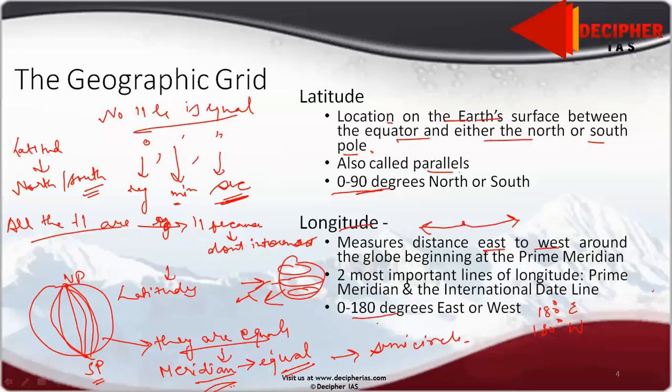As we know, one circle is 360 degree angle. So this 180 degree east and 180 degree west is the same line, that is the same meridian, and it is called the international date line. This will be covered in a separate topic.